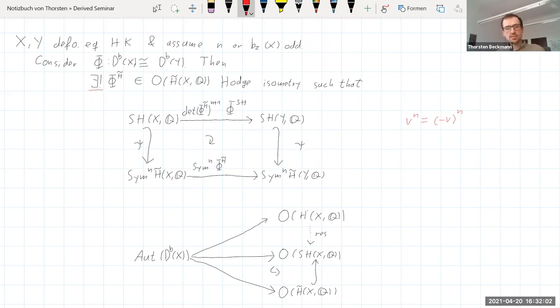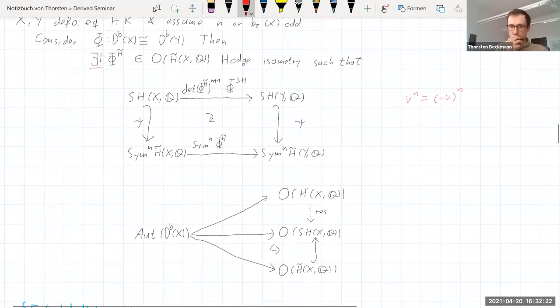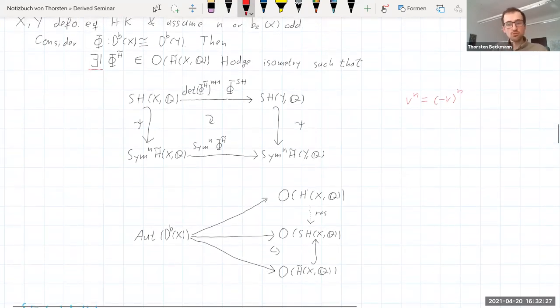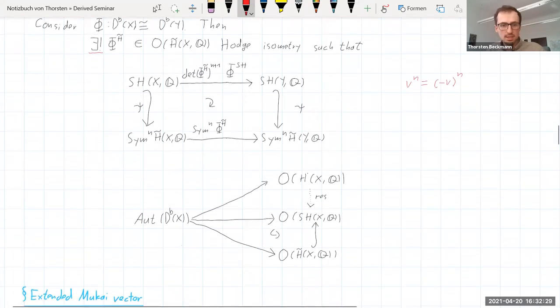And that is somehow what I want to talk about for the rest of the talk: I want to add to this linear algebra or representation theoretic statement more geometry, and in the end also an integral picture to it. Because up to now we only talked about rational spaces. And as in the case of K3 surfaces, we use the Mukai vector to relate these two pictures, and that's exactly what I want to do now.